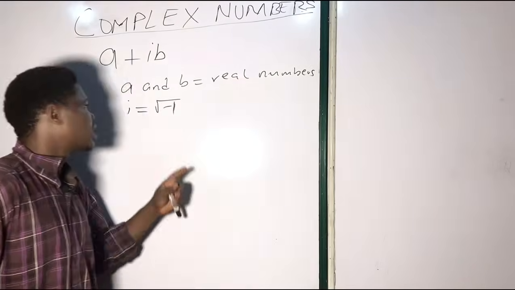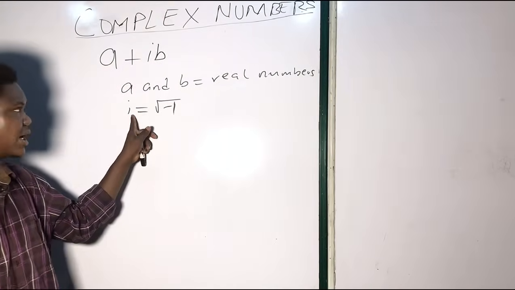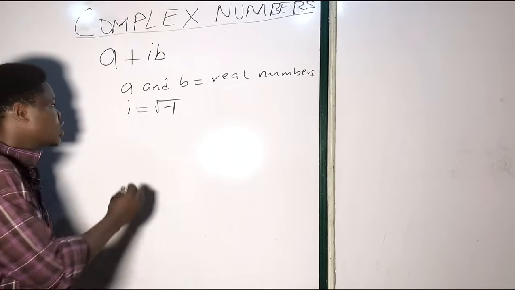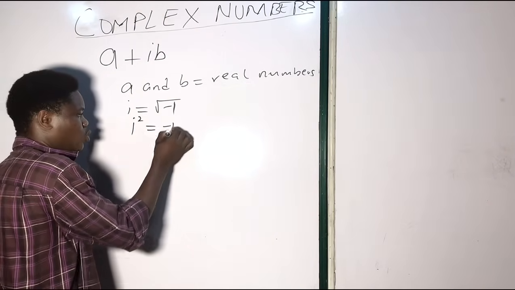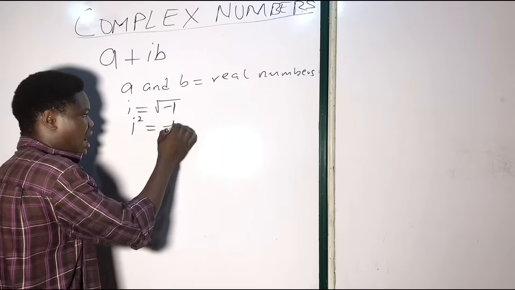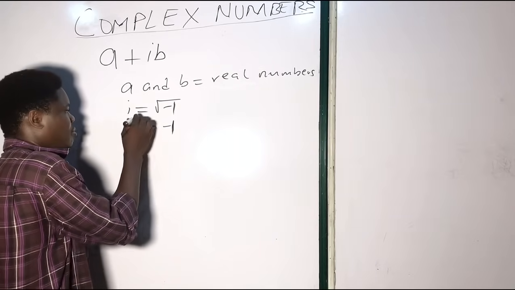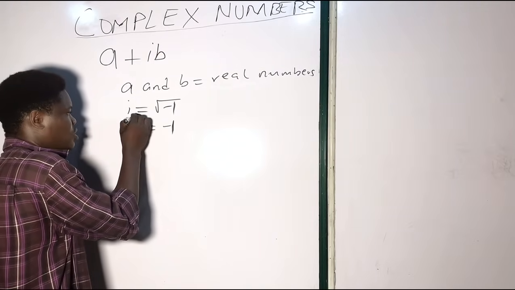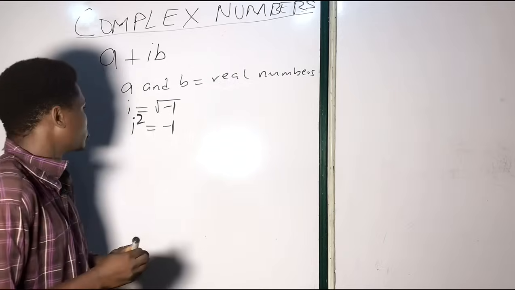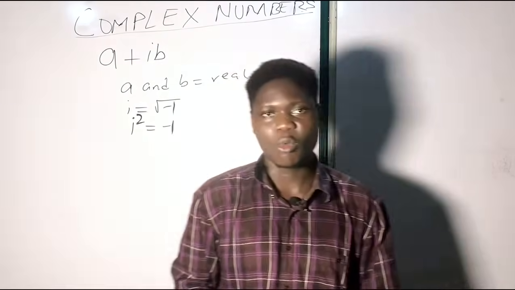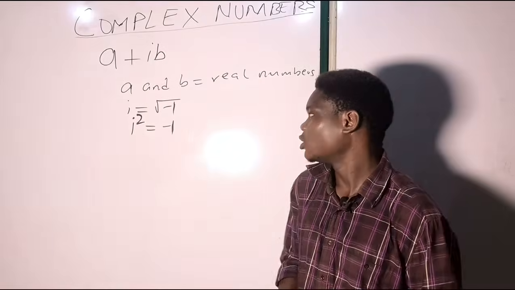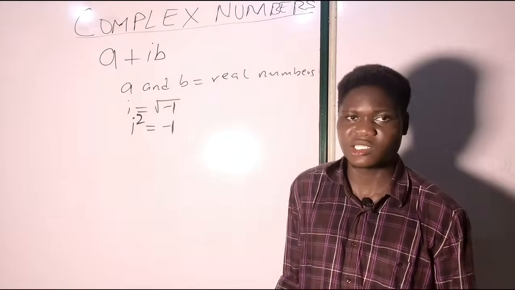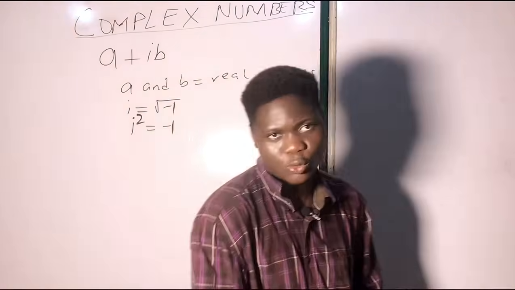Now since we know that the square root of -1 is imaginary, this i is imaginary. If we square both sides, i squared becomes -1. So several questions can come up. You can be asked to find i raised to the power 4. You can be asked to find i raised to the power 6. You can be asked to find i raised to the power 3.